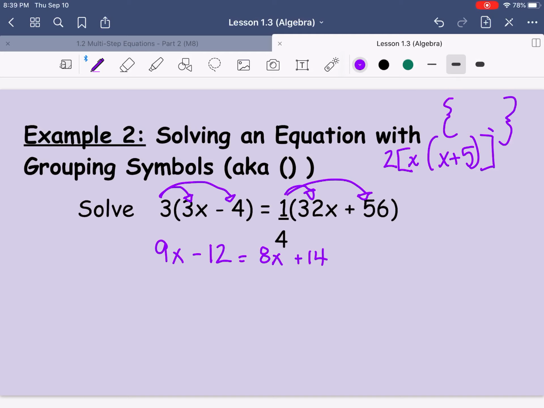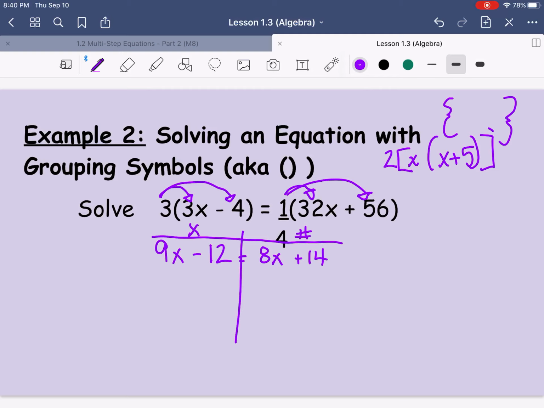All right, we've used distributive property. I'm looking at each side of the equal sign, and I am not seeing any like terms that need combining. So now we can get started. So before I pick my variable side, I want to look at my variables. This is a 9x, this is an 8x. They're both positive. Which one's bigger? The 9x. So that's the side I'm going to pick for my variable.